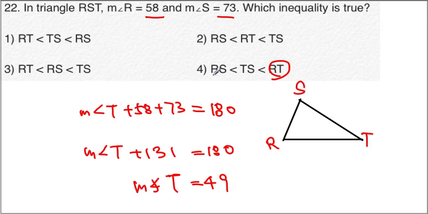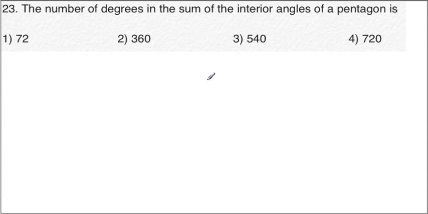Then let's check up on the rest. Second one has to be R is the second largest angle, so opposite of R, which is ST, has to be the second largest side, which makes RS to be the shortest side. Choice 4 seems to be the correct answer. Number 23.